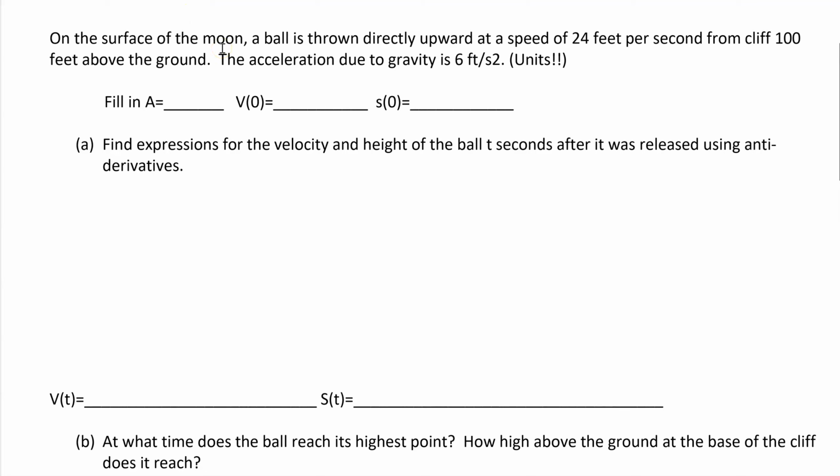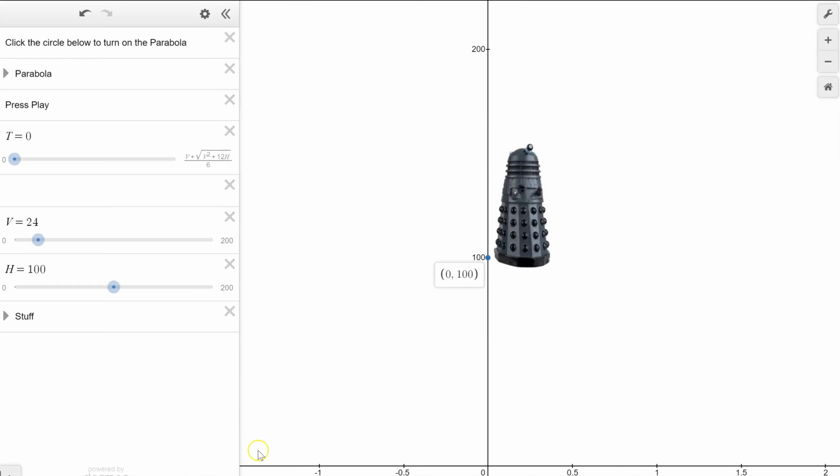All right, so this is an application to find the position function based on an acceleration, an initial velocity, and initial position. So our ball is being thrown directly upward on the moon with an initial speed of 24 feet per second from a height of 100 feet above the ground, and the acceleration due to gravity is 6 feet per second squared. So let's take a look at what's happening here.